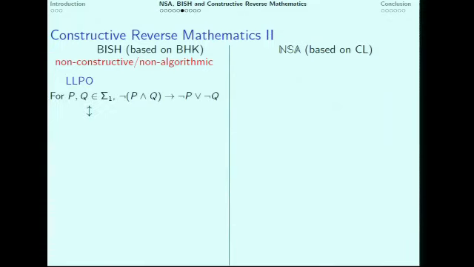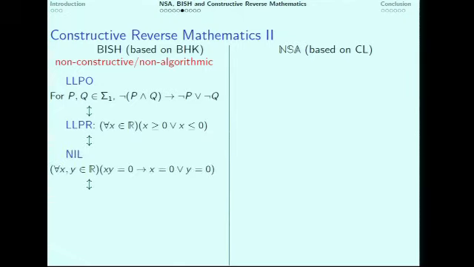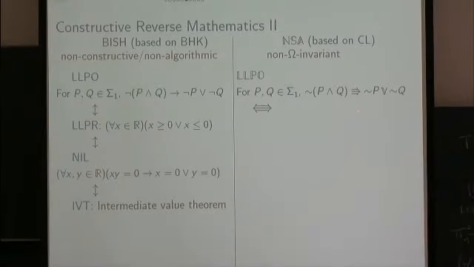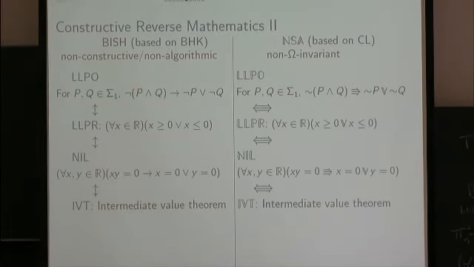Then there's De Morgan's law, inspirationally called LLPO: not P and Q implies not P or not Q. Equivalent to weak separating of the continuum. X times y is 0, then one of them is 0, also equivalent to that. The world-renowned intermediate value theorem, at least in constructive circles. And we translate, obvious translation, and we get the same equivalences. Here again, the intermediate value is computed by an algorithm, here by an omega invariant procedure.